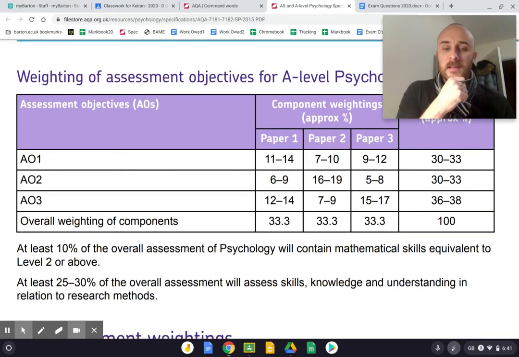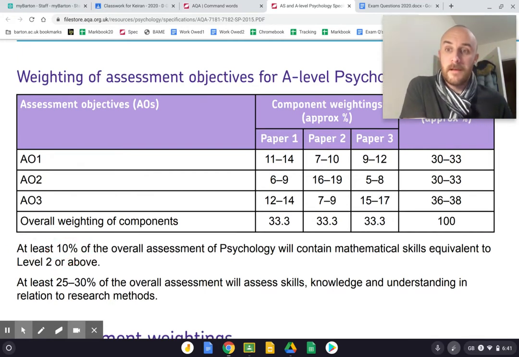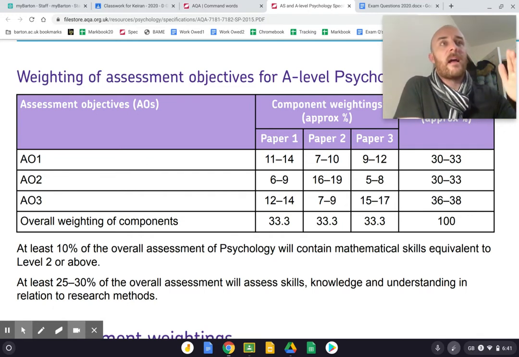I did realize after the video I did last time, I didn't mention these couple of bits down the bottom. At least 10% of your grade will come from mathematical skills, equivalent to GCSE or above. So you're looking at things like calculating the mean, which is the easiest thing you're going to have to do, all the way to doing statistical tests and justifying why you would pick a chi-squared over a Mann-Whitney or whatever.